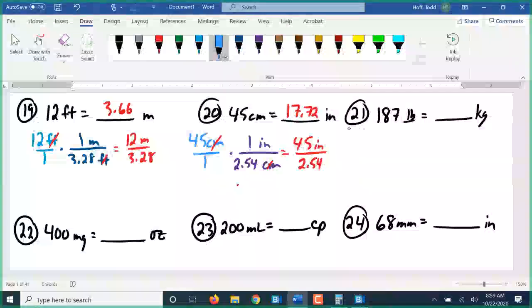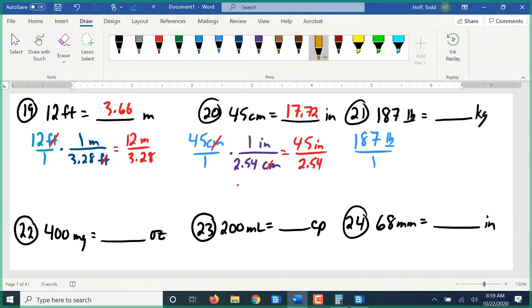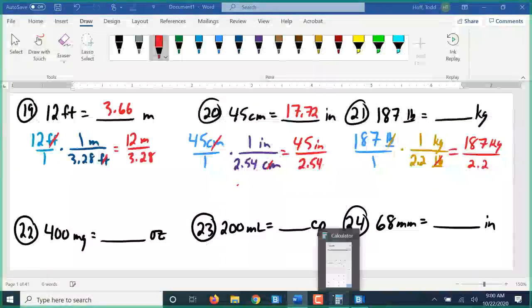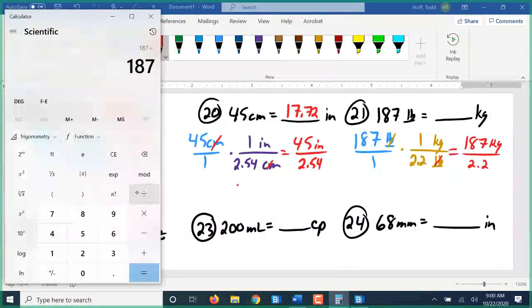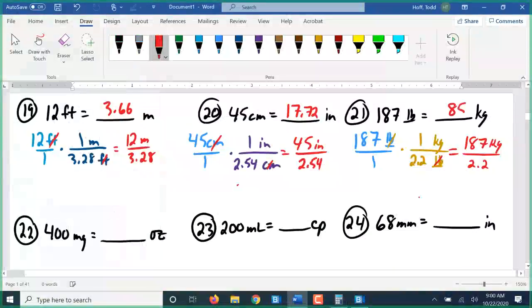187 pounds going into kilograms. Put 187 pounds over 1. Put pounds on bottom, kilograms on top. We know 1 kilogram is about 2.2 pounds. Pounds cancel out. 187 times 1 kilogram, 187 kilograms over 1 times 2.2 is 2.2. 187 divided by 2.2 is 85. 187 pounds is 85 kilograms.